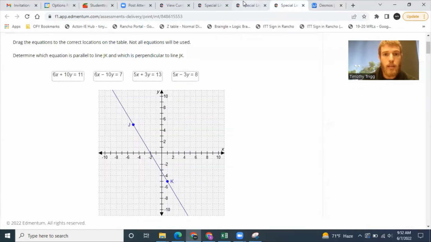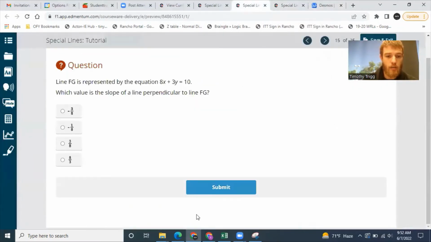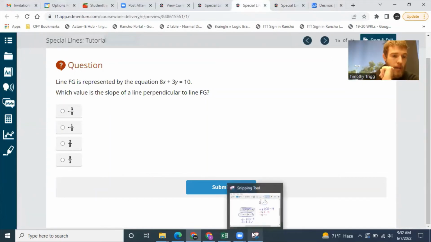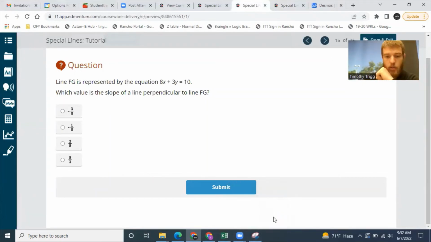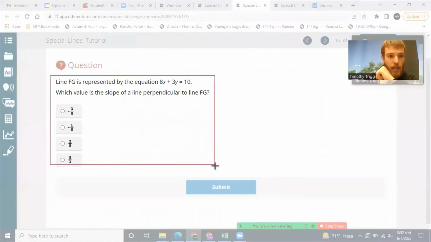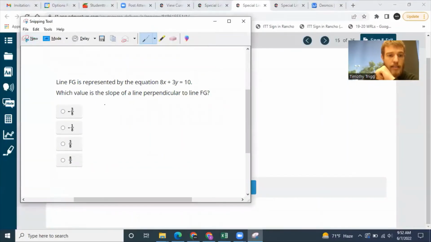So let's go ahead and try to answer this question here. It says, line FG is represented by the equation 8x + 3y = 10. Which of these would be the slope of a line that's perpendicular to line FG? Well, the first thing I need to do is find the slope of our line. So let's go ahead and find the slope of our line.